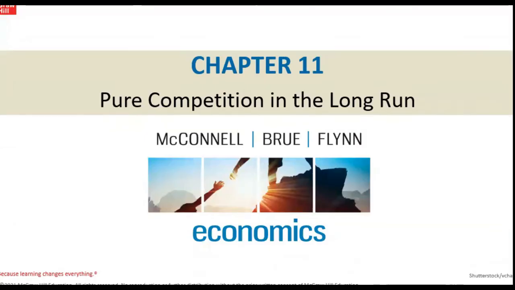In this chapter, we will explore the long-run equilibrium position for a competitive industry by reviewing the process of entry and exit in response to a profit level in the industry. We're also going to look at a long-run supply curve and the conditions of constant costs, increasing costs, and decreasing costs.